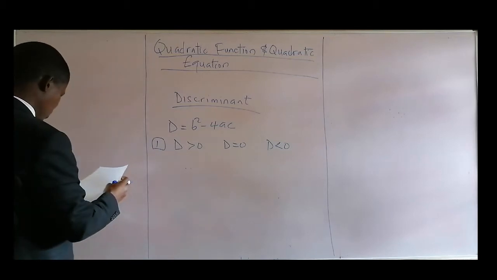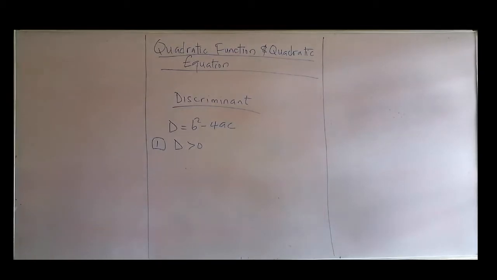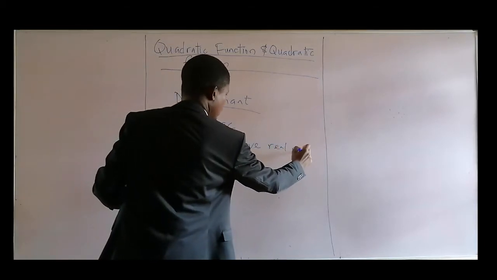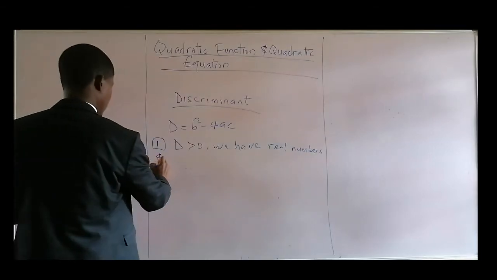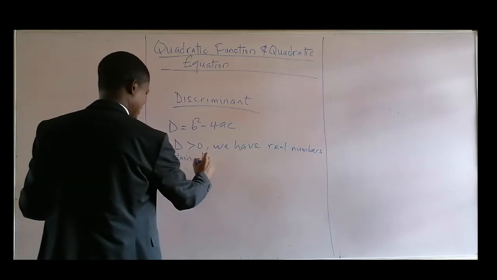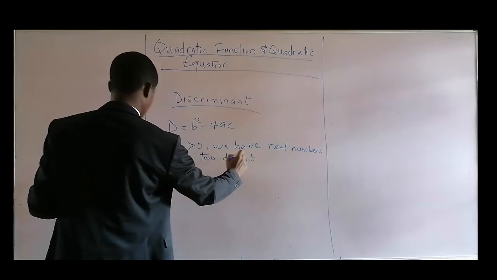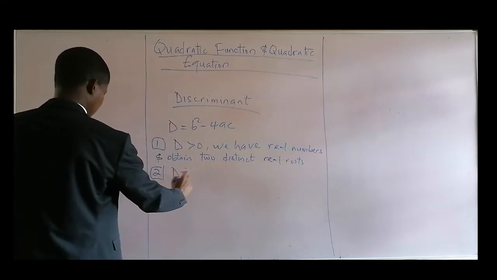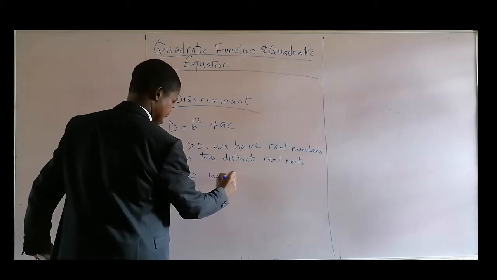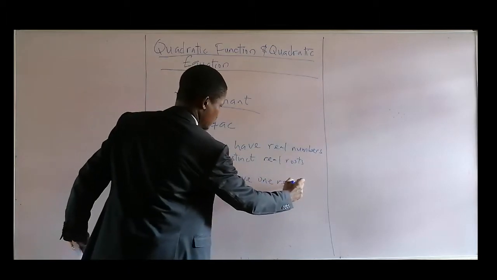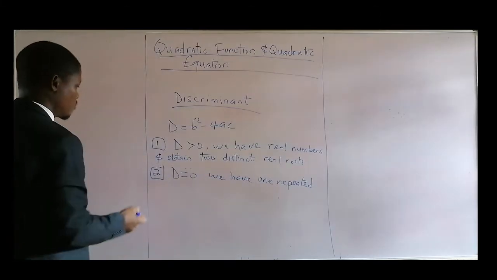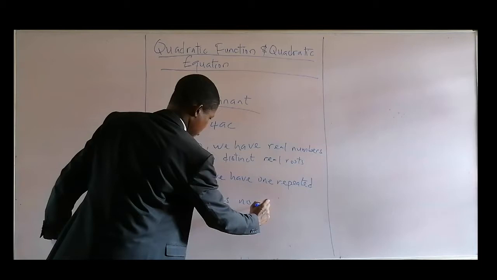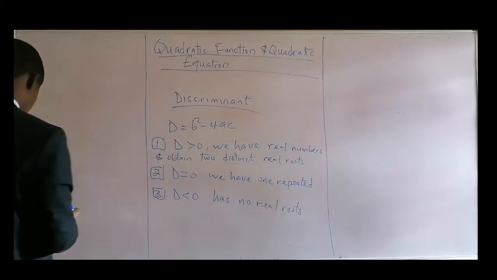So let's make note on those three conditions. Condition number 1, discriminant greater than 0. We say we have real numbers and obtain two distinct real roots. Condition 2, for discriminant equal to 0, we have one repeated root. We call it equal roots. Then the last one, discriminant less than 0, we have no real roots. These are the three conditions for the discriminant.